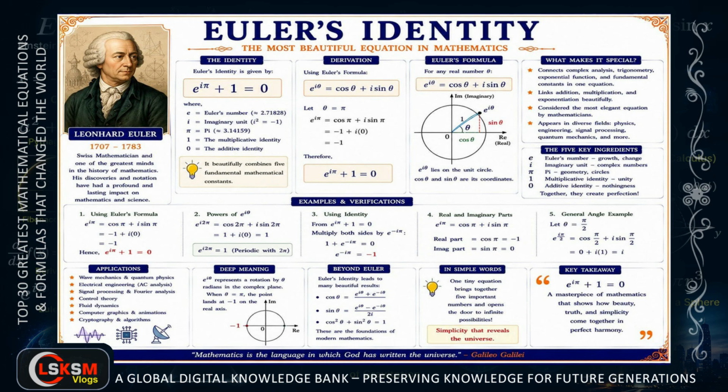Eight. Euler's identity. Person: Leonhard Euler, 1707 to 1783. Euler's identity is celebrated as one of the most beautiful equations in mathematics. It elegantly connects several of mathematics' most fundamental constants.